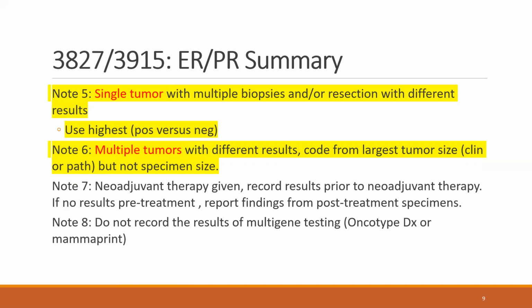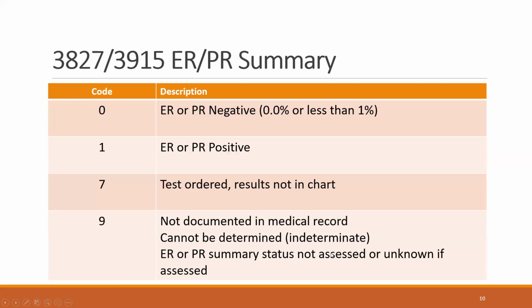If there's neoadjuvant therapy given, again, make sure you're recording your ER/PR summary prior to neoadjuvant therapy. If you don't have results pre-treatment, you can report findings if you would have a post-treatment specimen. And then again, do not take any of these results from multi-gene testing like Oncotype DX or MammaPrint.